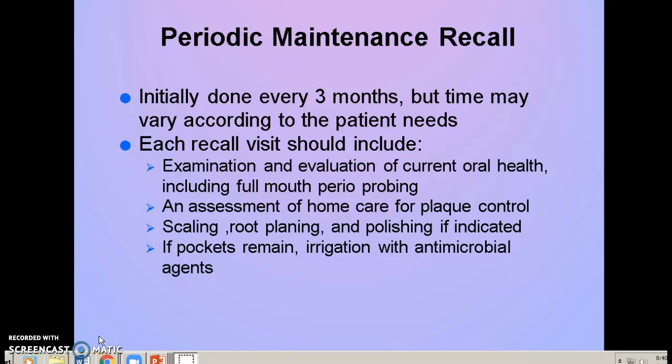All right, welcome back once again for our periodontic lecture. We left off rather abruptly on periodontal maintenance recall.